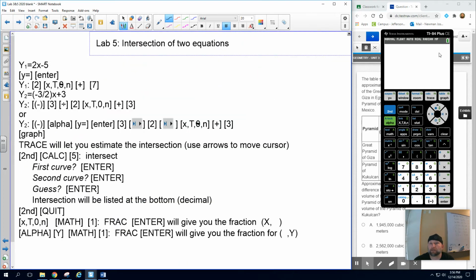So now that we're back at the home screen, we'll do lab 5, which is the intersection of 2 equations. In this case, we're actually going to have to put in 2 different equations. So we hit y equals, and from there you can clear, so you can start fresh.